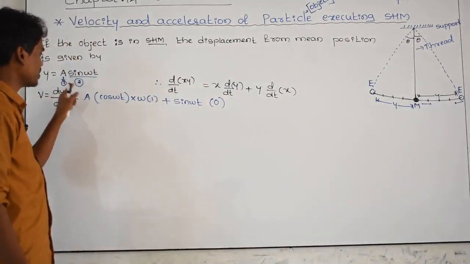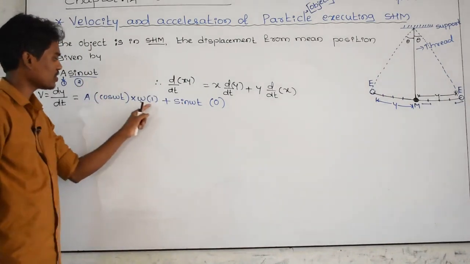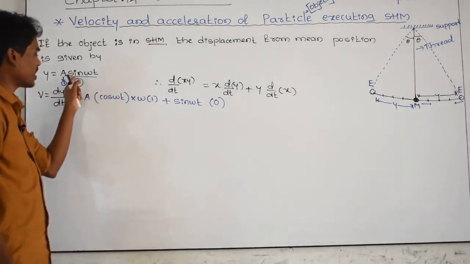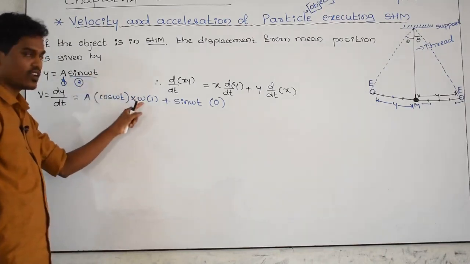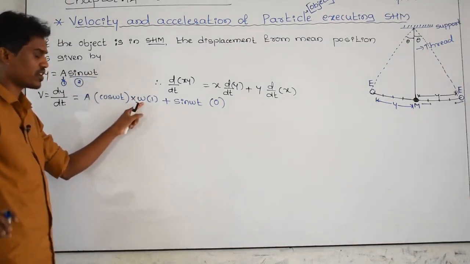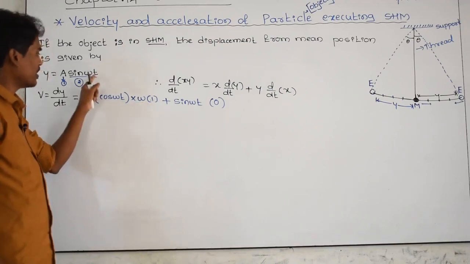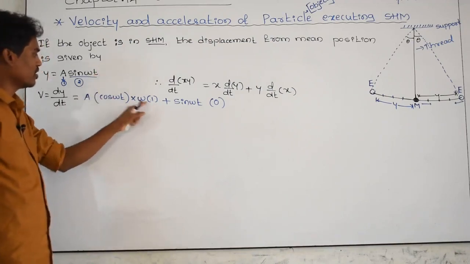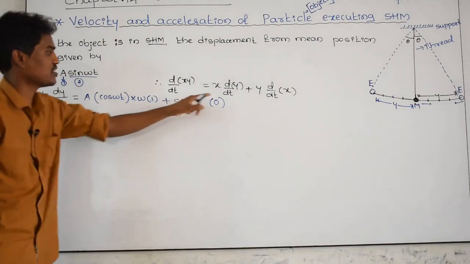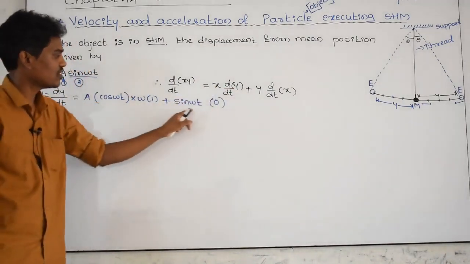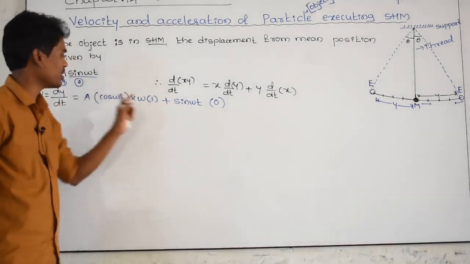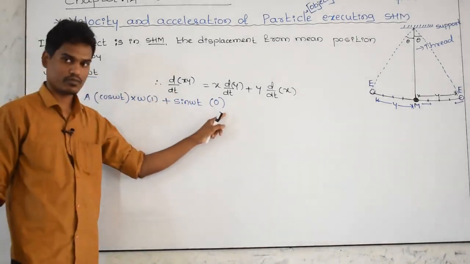Keep a as it is and differentiate this one. The differentiation of sin is cos omega t, and differentiation of omega is omega. It is not changing because frequency is always constant. And differentiation of t is 1, and this is over. Plus, keep this function as it is, and differentiation of a is 0.